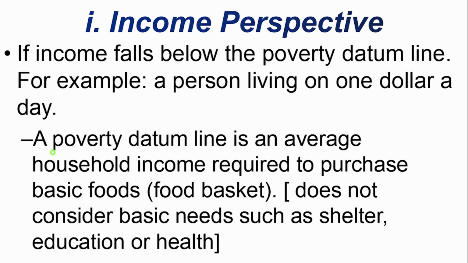We have this poverty datum line, which is saying the average household income that is required to purchase basic foods. How much money do they have for them to meet their daily food needs? So, of course, we're not going to look at, for example, shelter, education, and health. We are just saying, do they have enough money for them to be able to meet the needs that they have? If not, then we're saying these people are living in poverty.